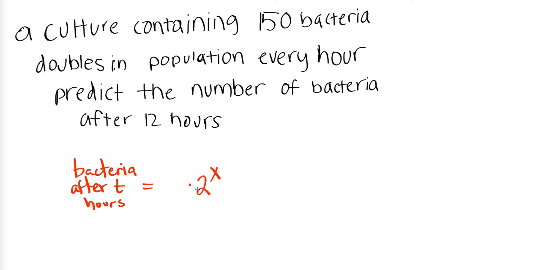But now this formula itself can't just work with doubling, because what are we doubling? The 150 that we started with. So we're going to have a starting amount and then the number of times doubling it. So after 1 hour, I would have 150 times 2, because that would double once. After 2 hours, it's going to double twice, so that'd be 150 times 2 squared.